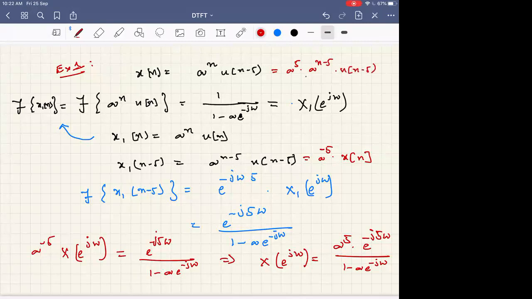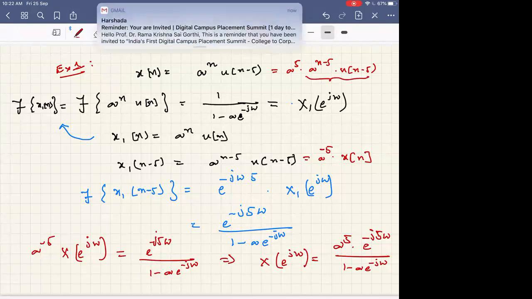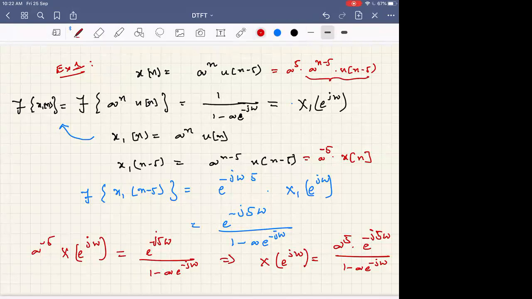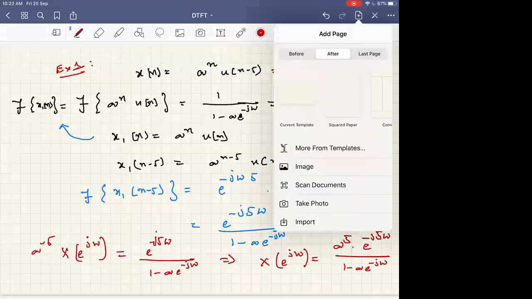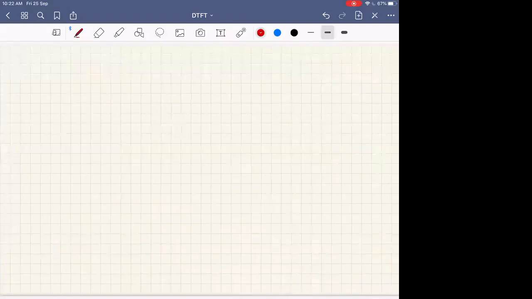By properties you know that this is equal to e power minus j omega into x1 of e power j omega. You can directly write it as well. Just for clarity, I have written it like this, but directly from here you can do it as well. Hope this is clear, right? Is this clear or not? We'll move on to another example.